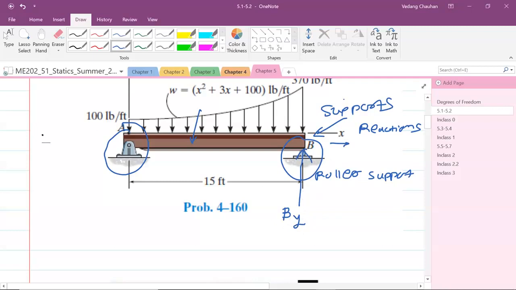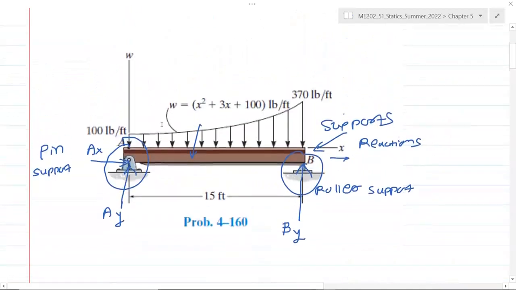On the other hand, this type of support is called a pin support. Now, whenever a pin support is introduced, it prevents the translation along the horizontal direction as well as along the vertical direction. So there are two support reactions, AX and AY. However, this freely allows the rotation about the pin. So there is no restriction or constraint on the rotation of the beam with respect to A. It can freely rotate, but it cannot move in the X and Y directions. So there are two support reactions. So in chapter 5, we are going to study how to calculate these support reactions.